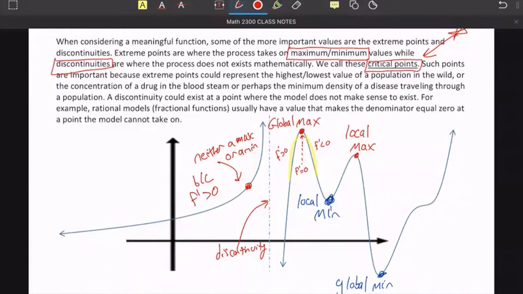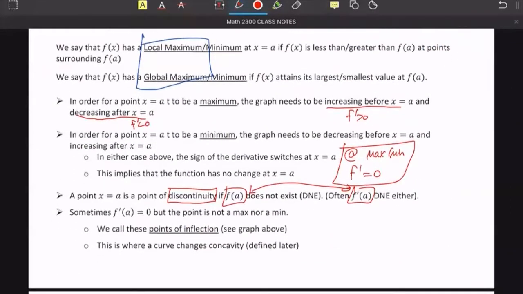There's one other thing on this page I just want to look at. It's the last point at the bottom here, which says sometimes we have a place where the derivative is 0, but it's not a max or a min. This is called points of inflection. See the graph above. And it says here, we'll define this later in 2 pages. We'll look at this a little more carefully.